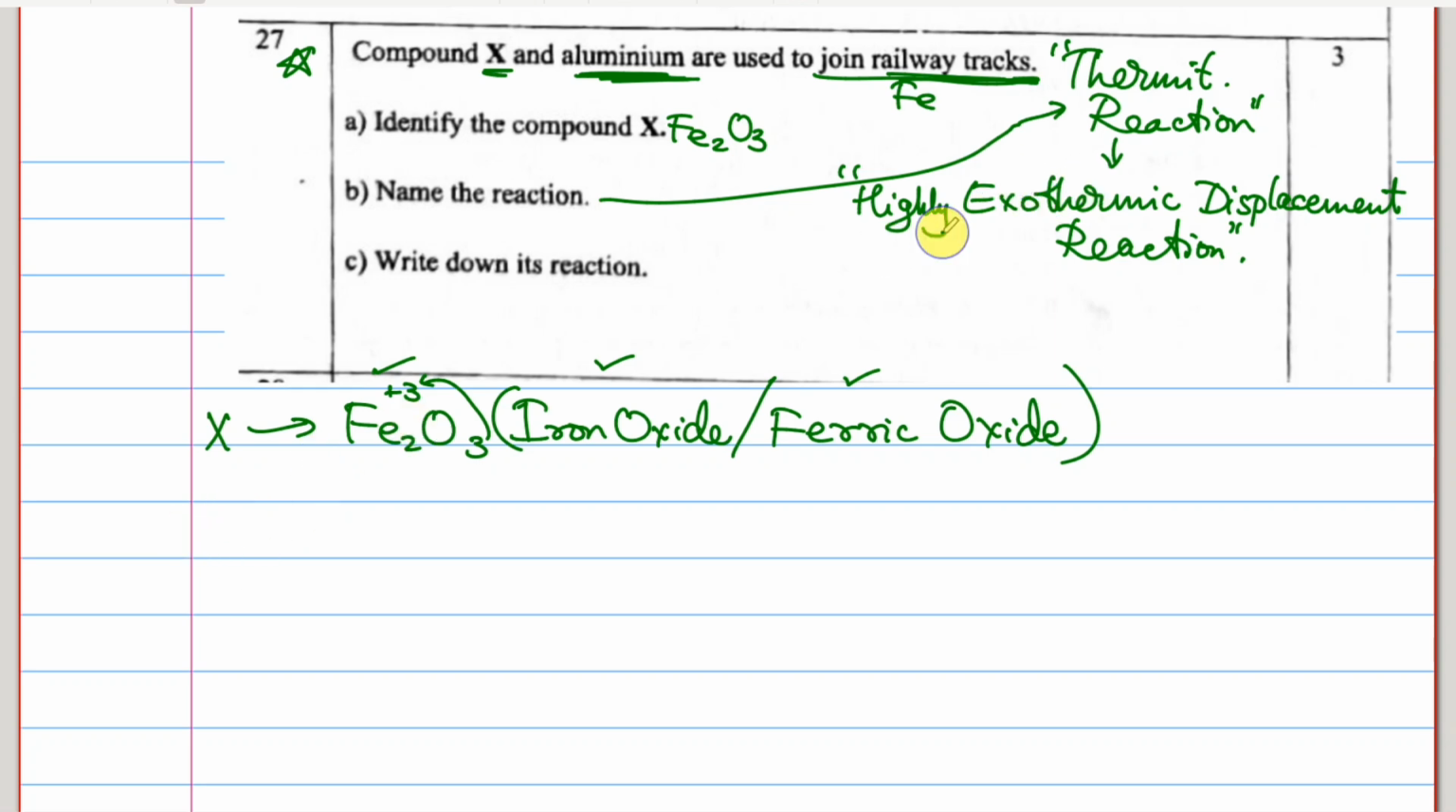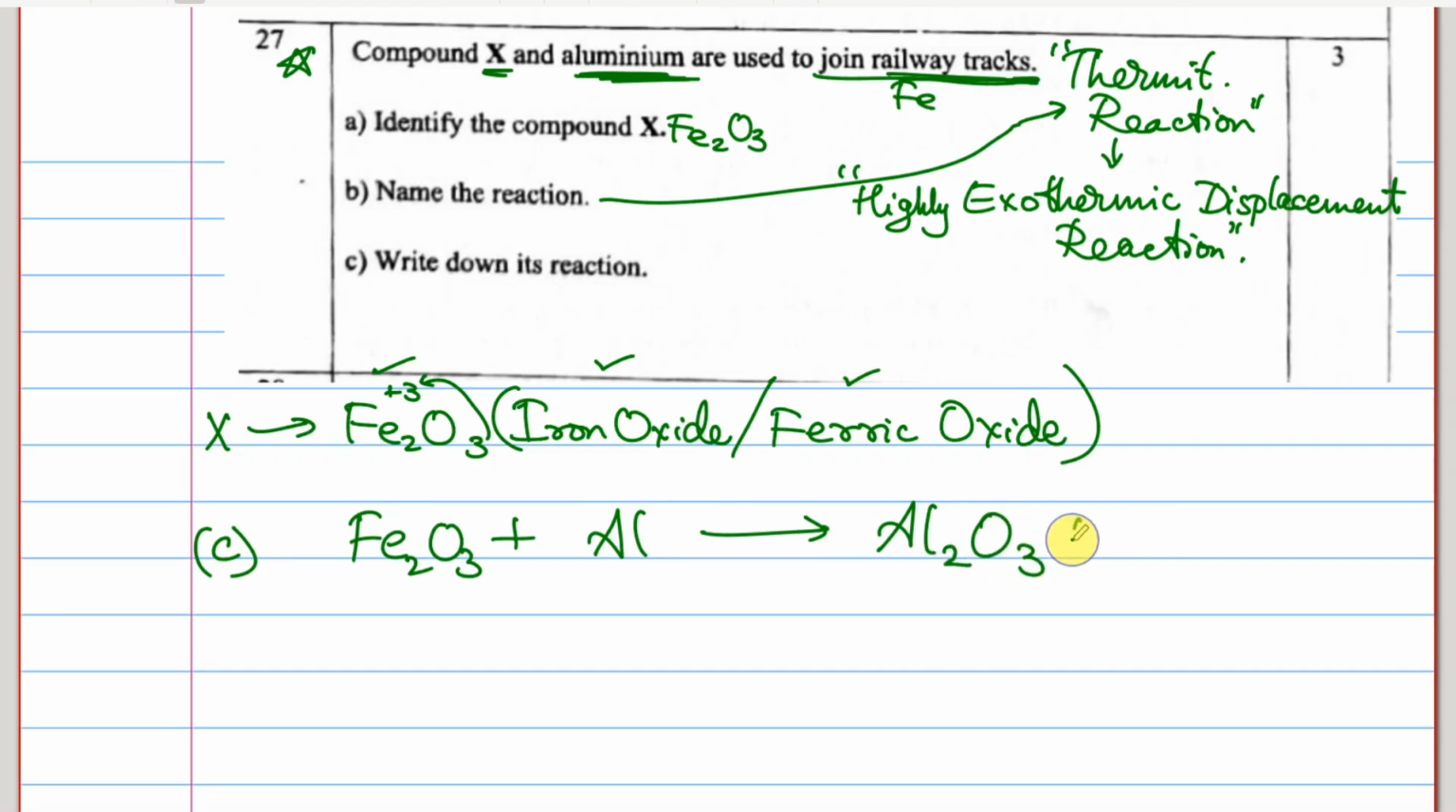Next, B we have already answered. The B part will be either thermit reaction or highly exothermic displacement reaction, and we will have to write down its equation now. Write down its reaction. So the reaction is between Fe2O3, powdered rust, iron oxide, with powdered aluminium. A displacement reaction will take place because aluminium is more reactive than iron. Al2O3 will be formed along with Fe.